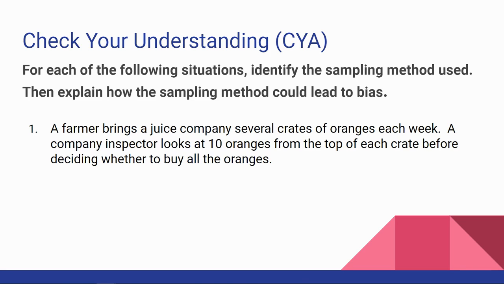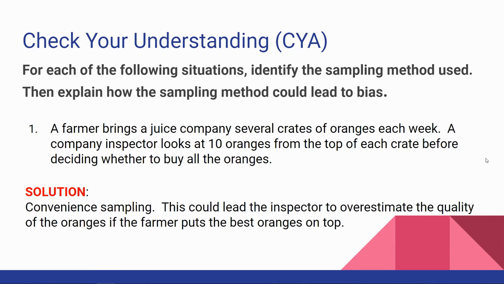So a farmer brings a juice company several crates of oranges each week. A company inspector looks at 10 of the oranges from the top of each crate before deciding whether to buy all the oranges. So for each of these situations that you'll see, identify the sampling method used and then explain how the sampling method could lead to bias.